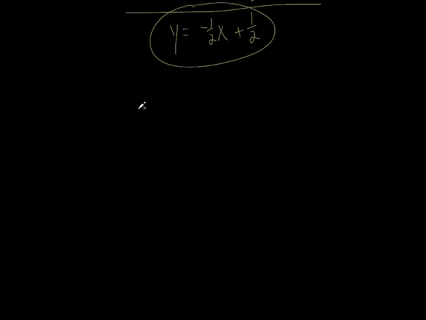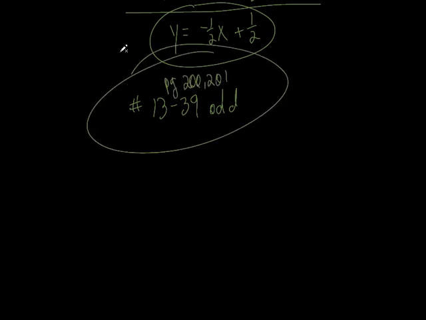What was it? Somebody wrote it down already. What was it? 39 odd. What to 39? 13 to 39 odd? Wait, page 13? No, numbers. Numbers. I don't know. Let me write this down, then I'll let you know. It's page 200, 201. Page 200, 201.